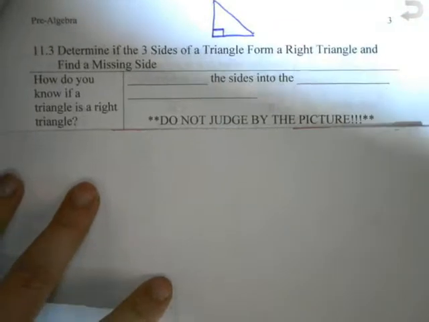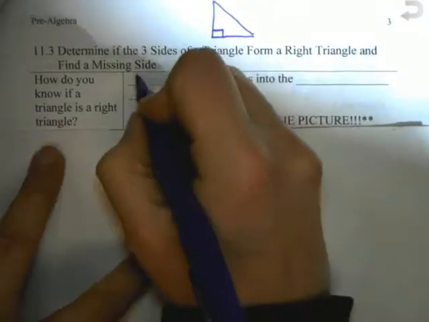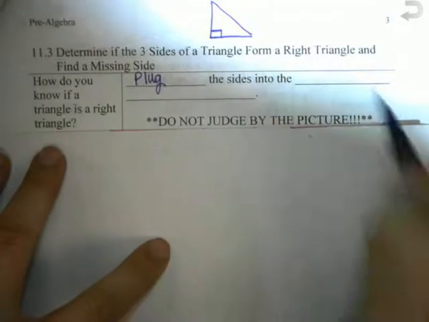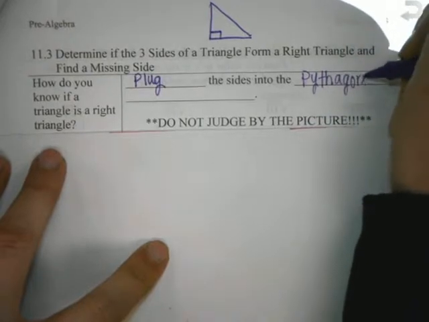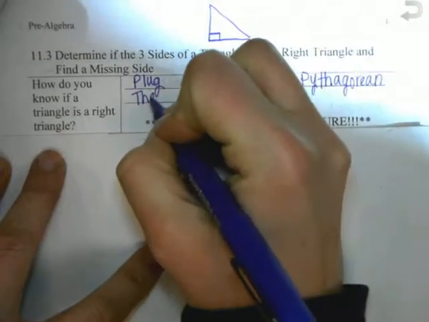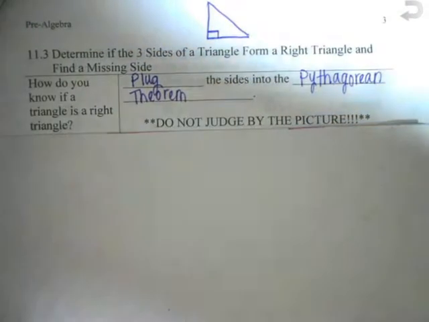I can determine if something is a right triangle by plugging in the sides into the Pythagorean theorem. So if I plug the sides into the Pythagorean theorem and it works, is it a right triangle? Yeah. Because remember, the Pythagorean theorem only works for right triangles. If I plug it in and it doesn't work, is it a right triangle? No.